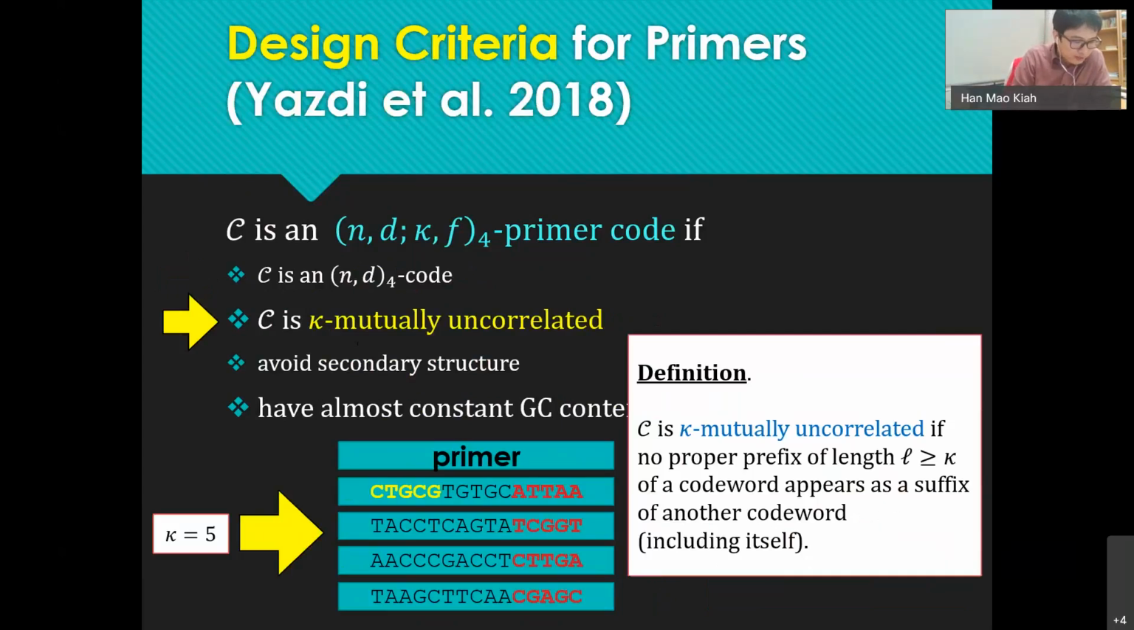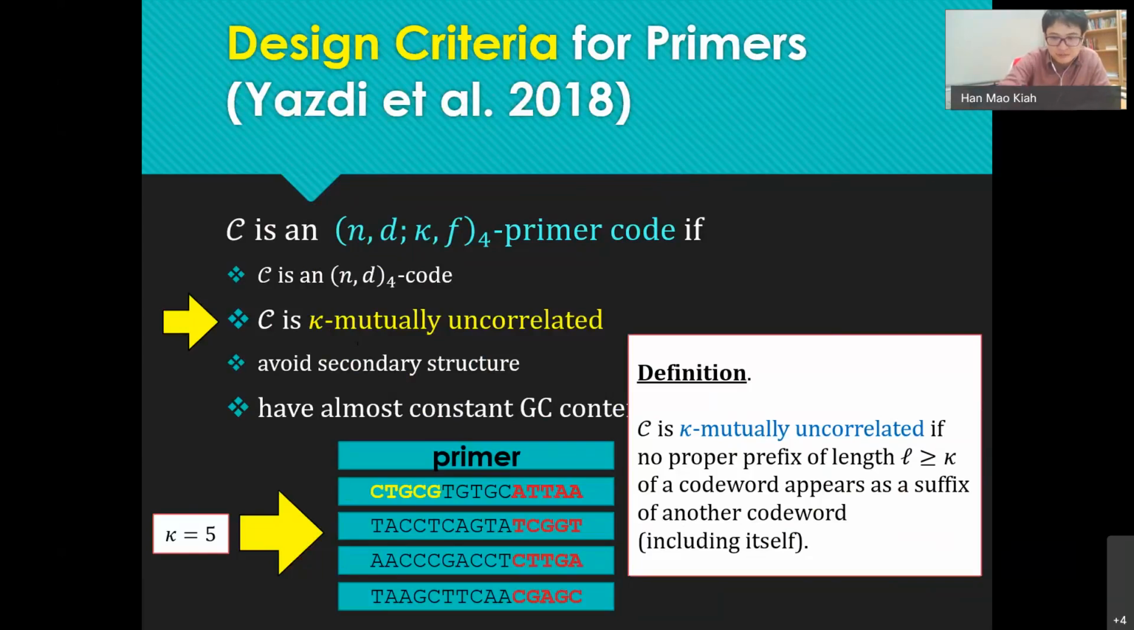A code is kappa mutually uncorrelated if no proper prefix of length L, which is at least kappa, appears as a suffix of another codeword. In this set of sequences, we have chosen kappa to be 5. Here, the prefix CTGCG does not appear as any suffix. If you think about it, this measures how we prevent fishing of the wrong suffixes, in some sense.